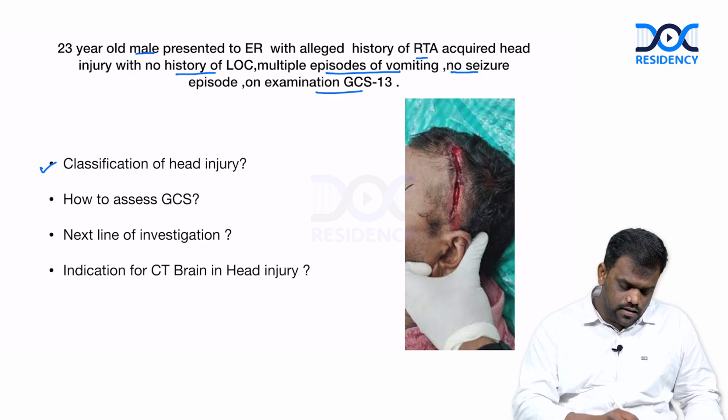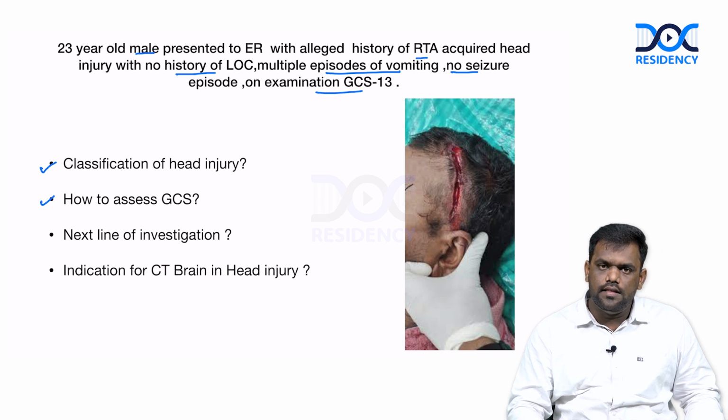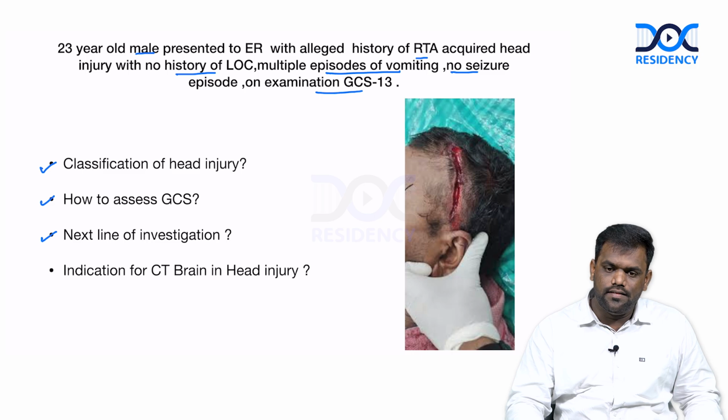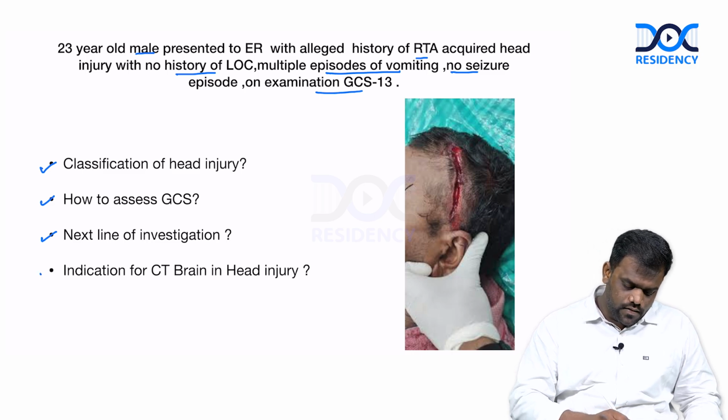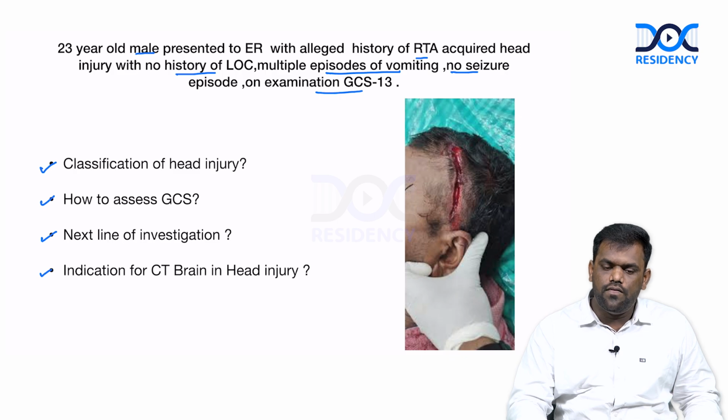So the basic questions by the examiner are: What is the classification of head injury? Second, how do you assess GCS, the Glasgow Coma Scale? Third, what is the next line of investigation, especially for head injury? And next, what is the indication for a CT brain in head injury patients?